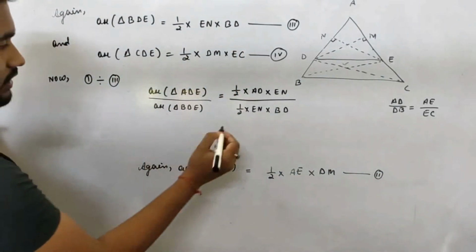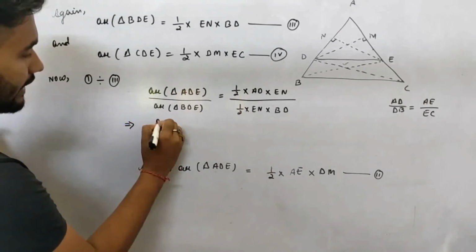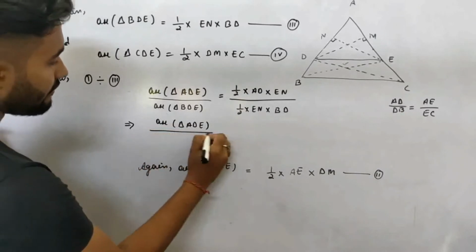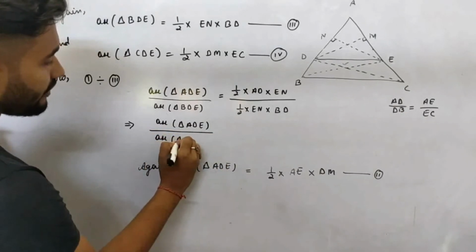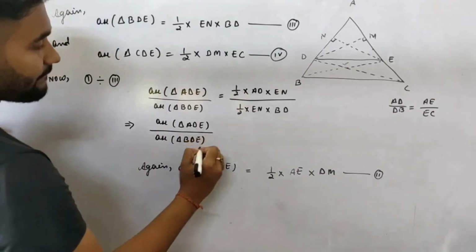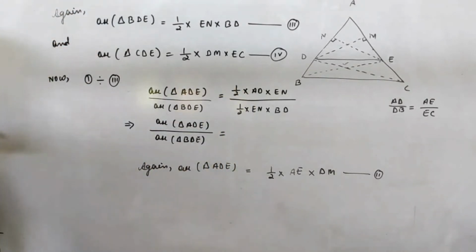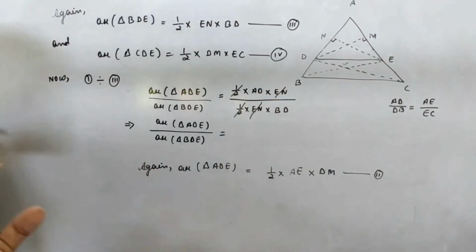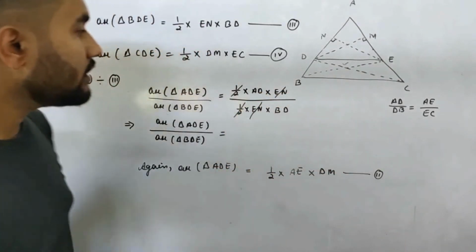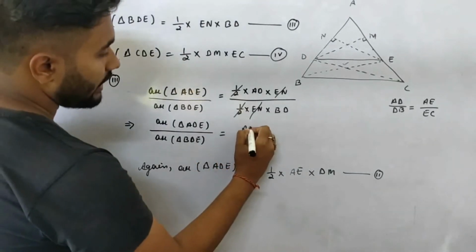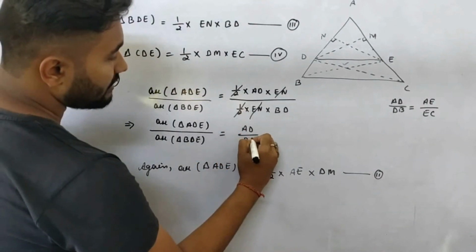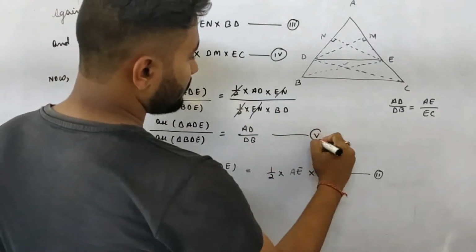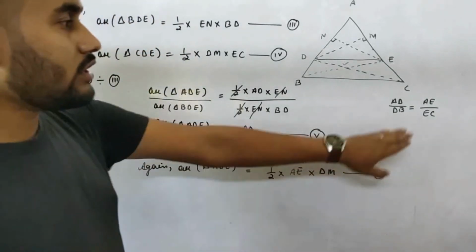So this will become what? If I solve, which implies, area of triangle ADE divided by area of triangle BDE will be equal to half cancel, EN cancel, it will always cancel. What will remain? This AD by BD. I am writing now AD by DB only, DB, not BD. So this one I will give as equation 5. Equation 5, I have got one part, I have got AD by BD.